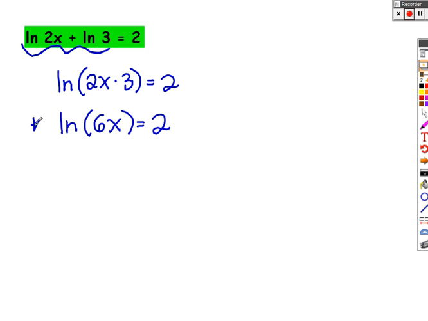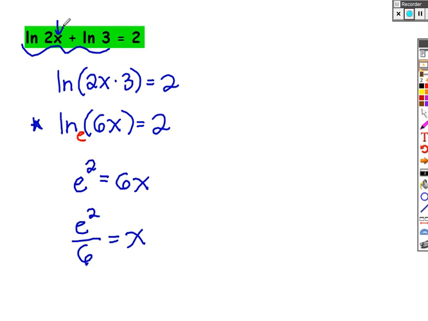Now what do I do at this point? Well, if I see that ln, that means natural log. It's implied that my base is e. So this really means e to the, remember a logarithm is an exponent, so the exponent is 2, and that should equal 6x. So if I want to solve for x, last step is I would just need to take e squared divided by 6. Now remember, x is the variable in this problem, that's what I want to solve for. e is just a number.